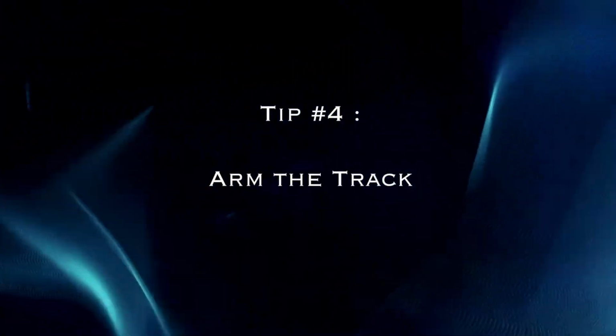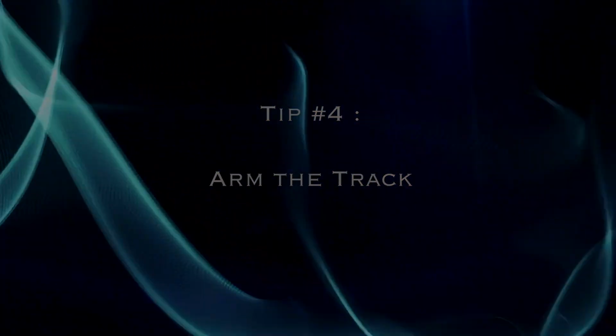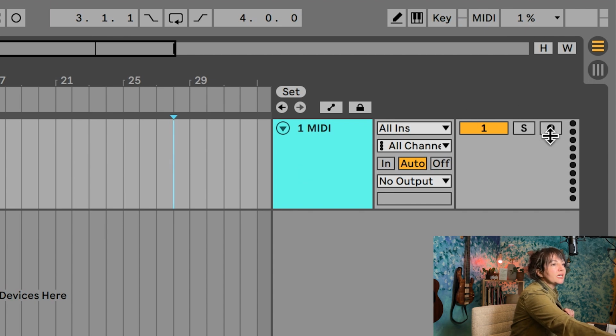Tip number 4, you have to arm the track. So what do I mean by arm? You have to click this little button right here. It looks kind of like a little clock. I actually don't know what Arturia meant this to be, but you have to click that. And now we're getting signal.